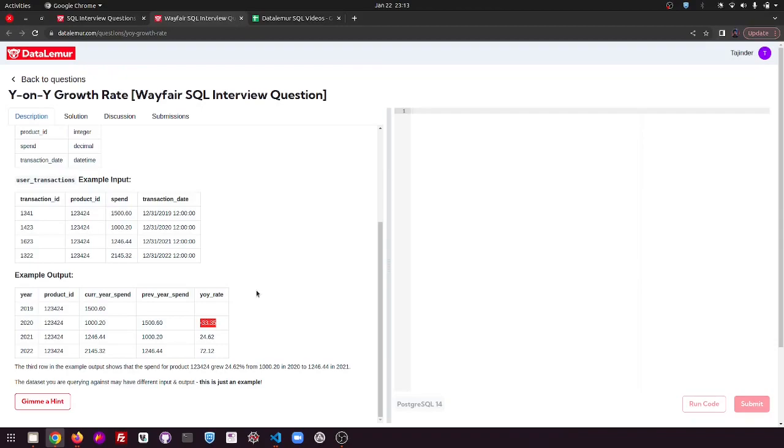In the third row we have again the same product ID, year is 2021, with current year spend, previous year spend, and then growth rate. Now the spend has increased from 1000 to 1246, so the growth rate is positive here. Okay, so this is the input data, and from this we have to get the data into this format.